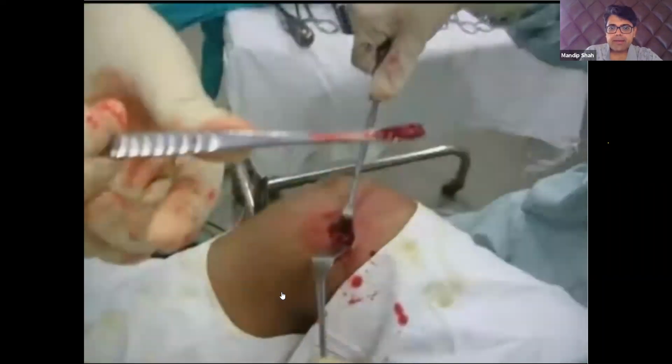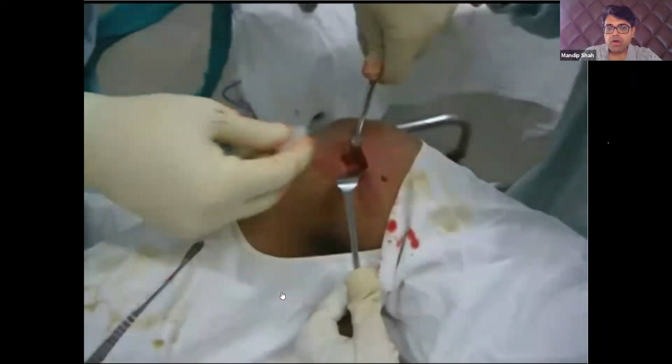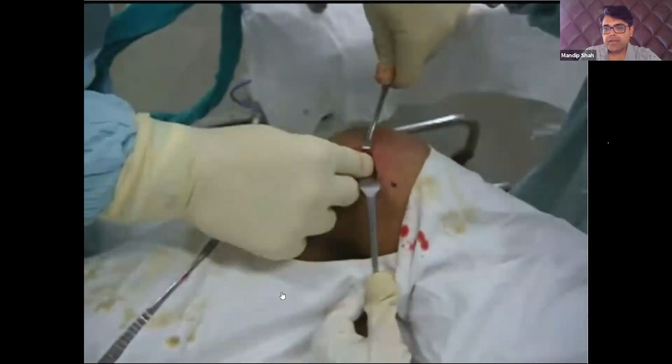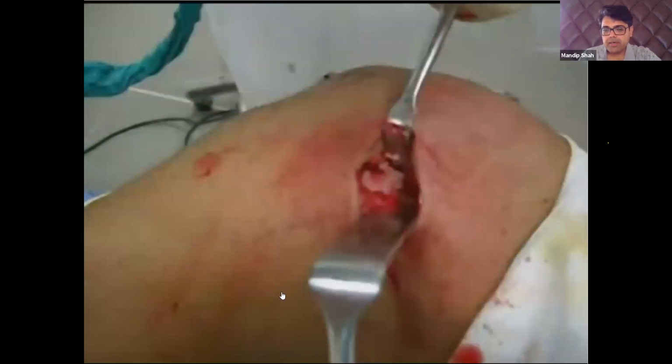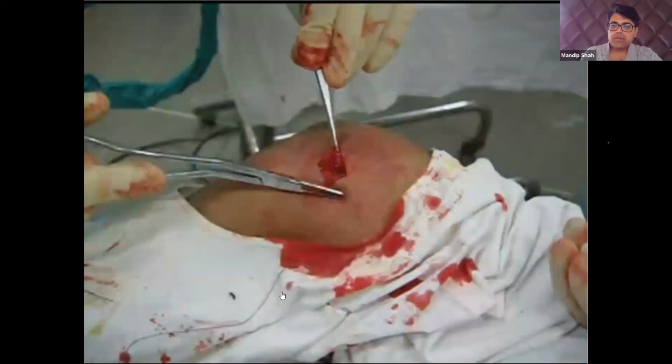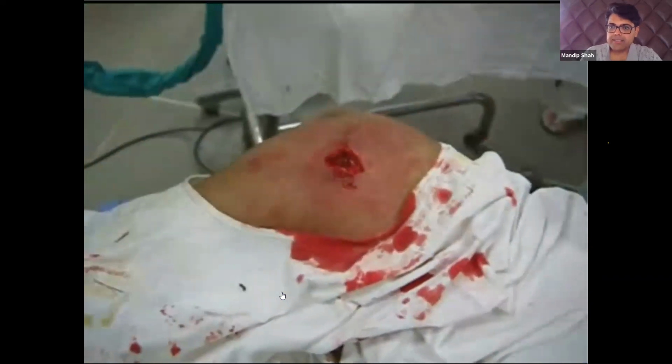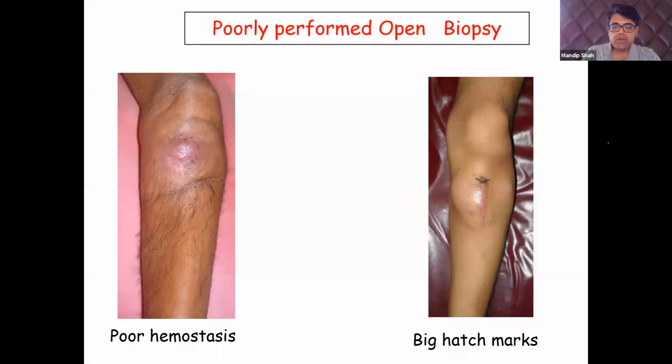Okay. And don't forget to block that hole with the help of either the bone cement or bone wax, because you don't want the hematoma to come out. So what happens if you don't block that hole? You know, you have this kind of poor hemostasis, and this entire area is now a contaminated area.